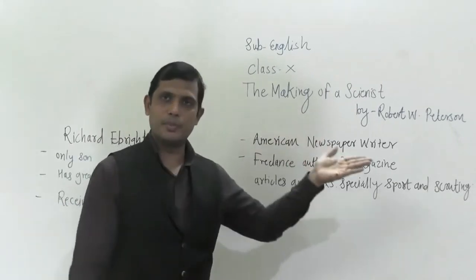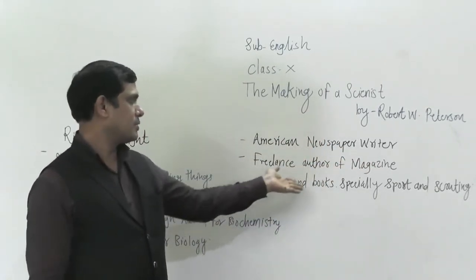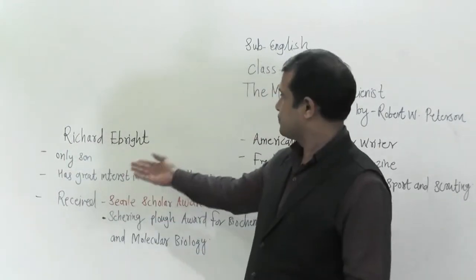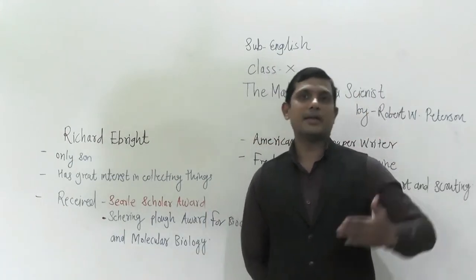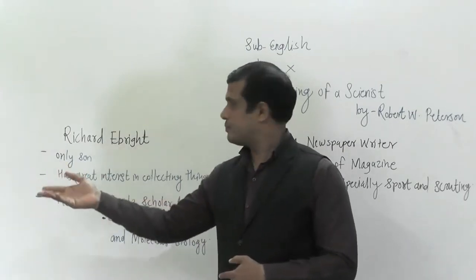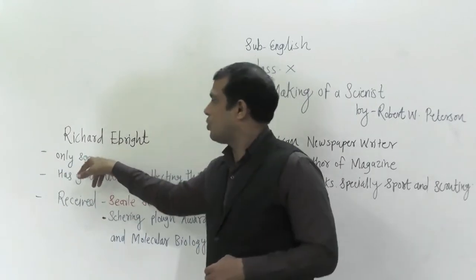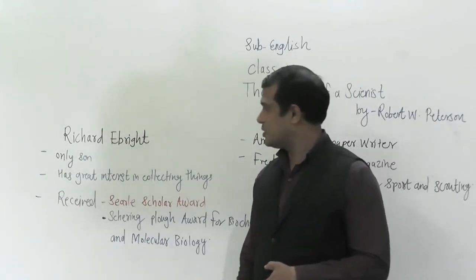He is an amazing newspaper writer. Then he is the author of magazine articles and books, especially on scouting and sport. Then we have talked about Everett, whom we are learning about, who became a scientist afterwards. He made the theory of the cell, the work of the cell, okay? Then he was the only son, and when he was in third grade, at that time he lost his father.